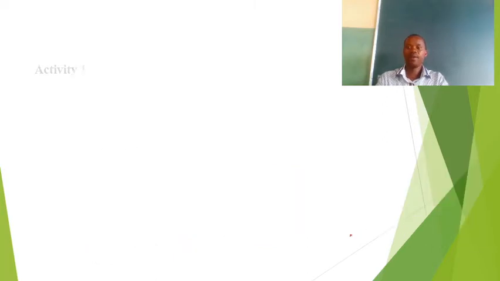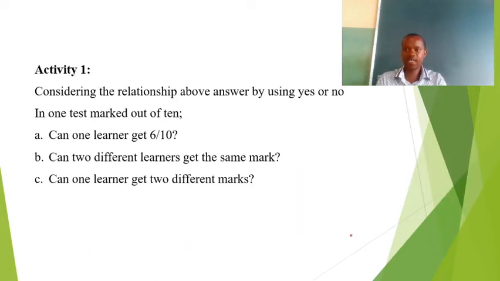Now, let us have an activity here. Considering the relationship given in the figures above, answer by using yes or no. Read carefully, and if the answer is yes, you answer yes. If the answer is no, feel free to answer no. This is referring to one test marked out of 10, and you are asked, can one runner get 6 out of 10? Answer yes or no.